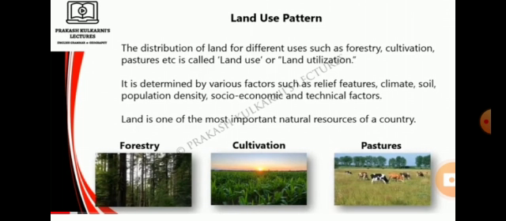What is the second point? Forest area. In India, 22.8% of the total reported area is under forest. It is high in the Andaman and Nicobar Islands and in the northeastern states. Children, which are the states we want to see? These are the areas where we find forest area. Other states also have forest, but it is mostly in these states.